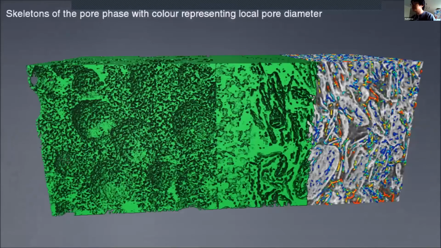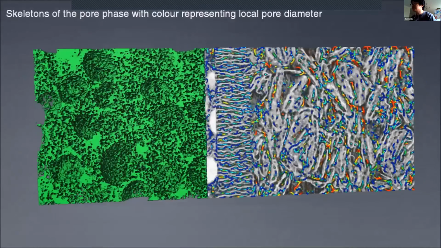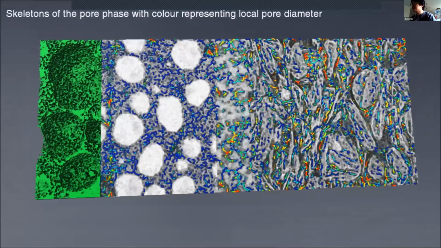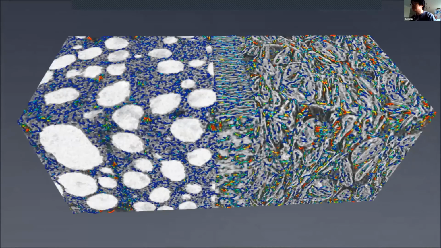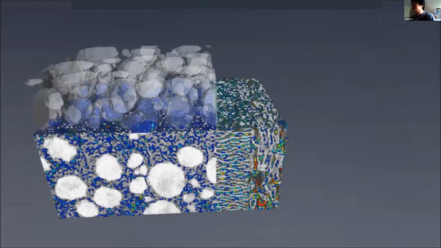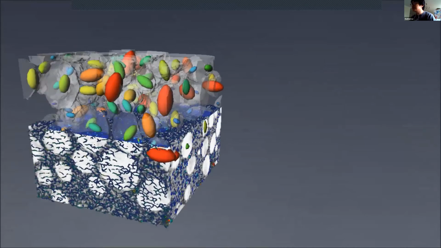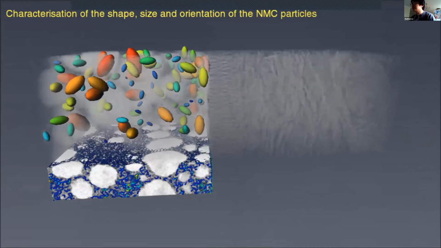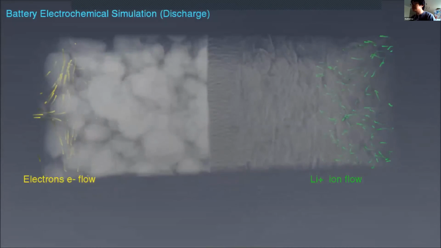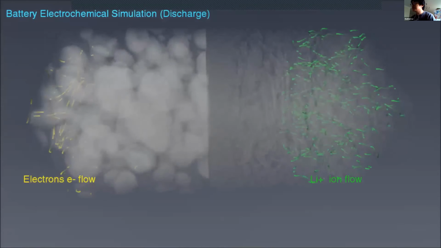And now it's rendering the pore size distribution using the skeletons. You can see some of the pores are more horizontally aligned. Some of them are just a random distribution. And this is the particle orientation and morphology extraction. Then based on this, we can conduct this image-based simulation in this battery.